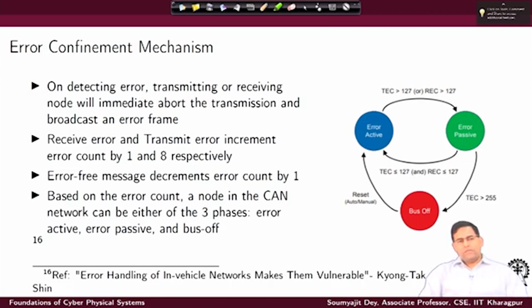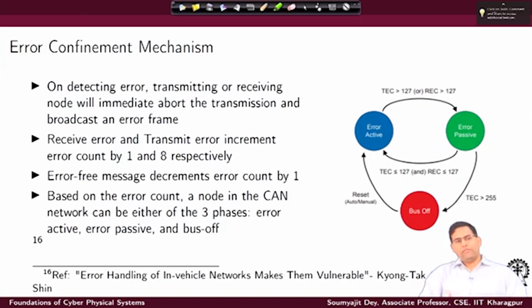After this, if there is an error-free message transmission as well as reception, then these TEC and REC values both will decrement by 1. These are the rules based on which the transmission and reception error counts increase or decrease, and based on those values the system can be in 3 possible states in the error mode. It can either be in an error active state or an error passive state. Error active state means it is pretty much normal and the transmission and reception error counts are below 127. If any of them is greater than 127, then it goes to error passive mode.